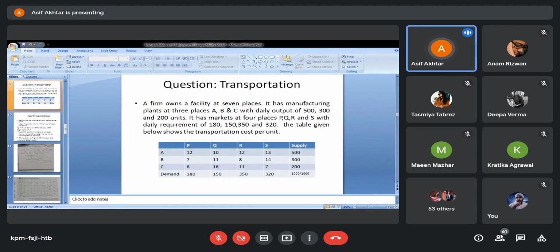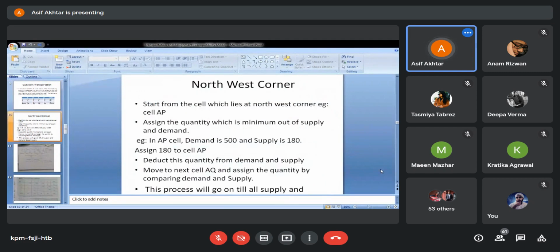First of all, the problem under consideration is a balanced problem, where the supply is 1000 units and the demand is also 1000 units. So demand and supply are both equal, and that is how we proceed. Now, the method which I discussed with you is the northwest corner. A quick revision of this method which I have covered.